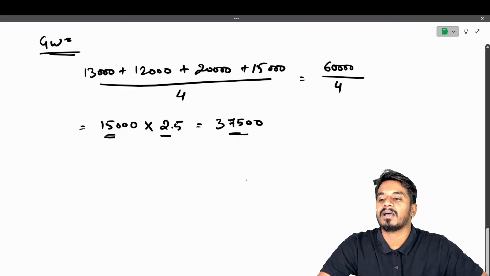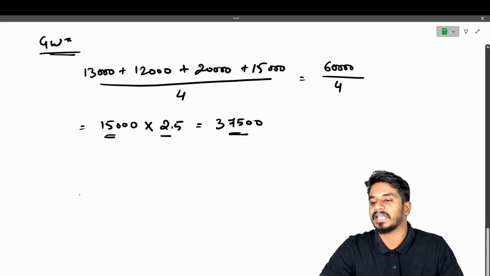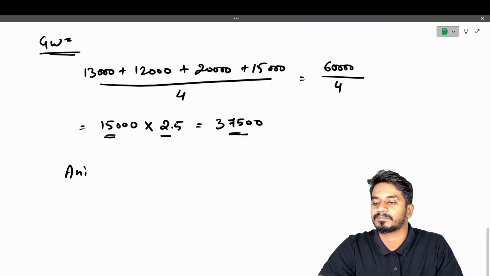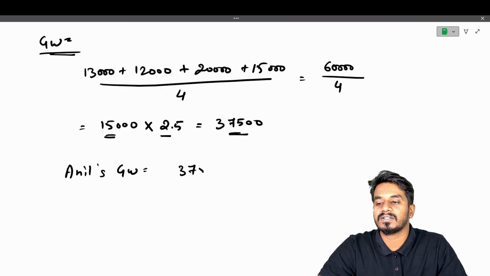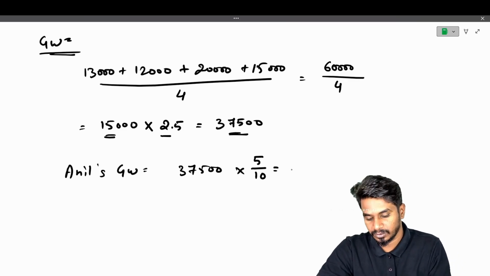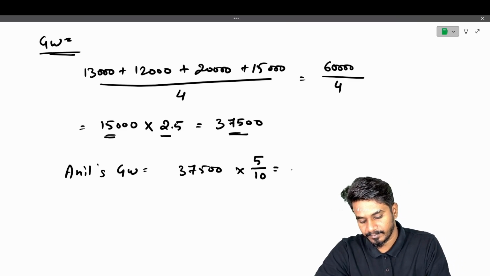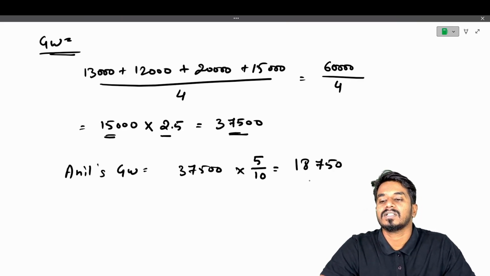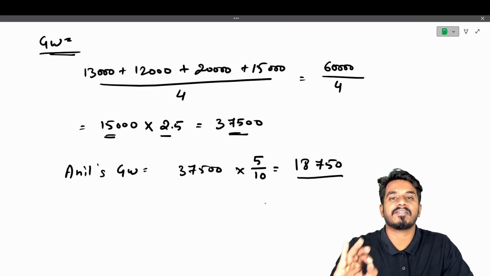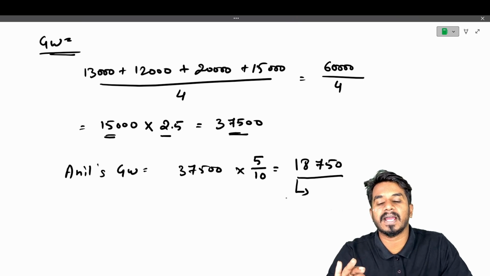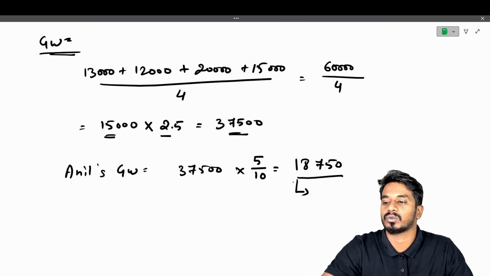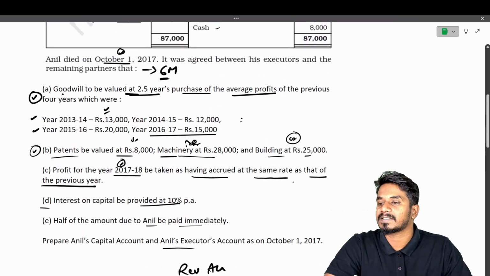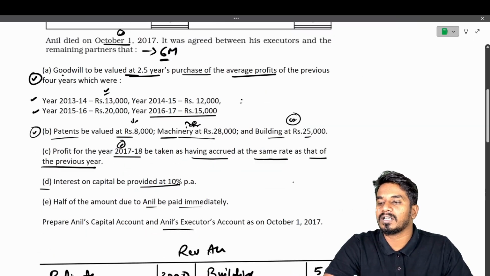What is the share of the dying partner? That is Anil. Anil's goodwill will be 37,500. What is his share? 5 by 10. So 37,500 into 5 divided by 10 is 18,750. So this 18,750 will be compensated by the remaining partners. Who are the remaining partners? Banu and Chandu.